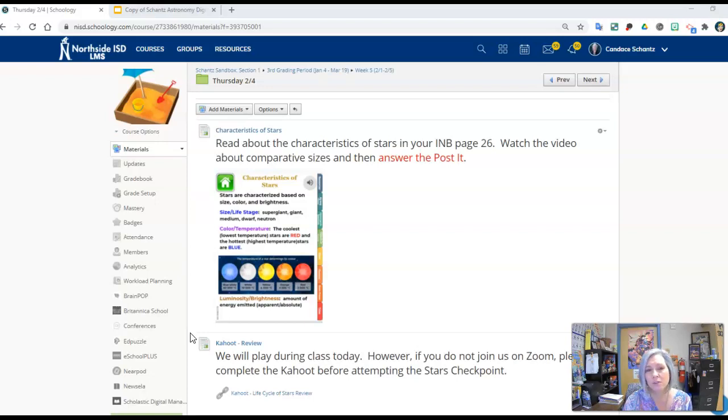So when we talk about the stars, yesterday we talked about how the stars change over their evolutionary life. So today I want to talk about how astronomers actually classify the stars. What characteristics are they looking at? So we're going to start in our IMB on slide 26.